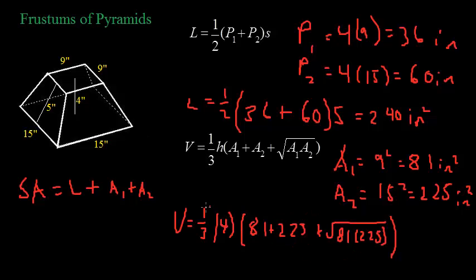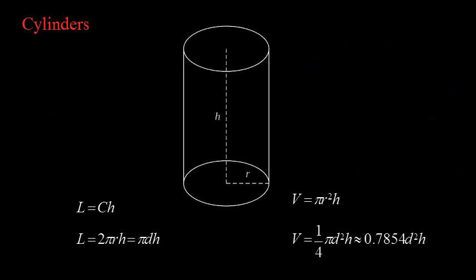And then we multiply that by 4 and divide it all by 3, and we find that the volume is equal to 588, and our units are cubed, inches cubed. So that is the volume of our frustum of a pyramid. Next, we'll take a look at cylinders.